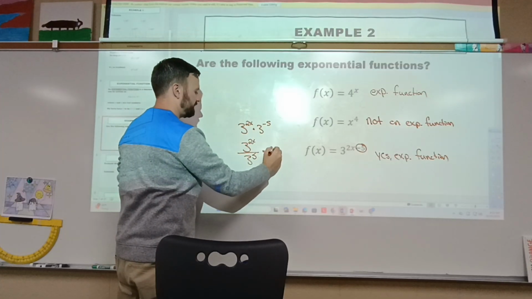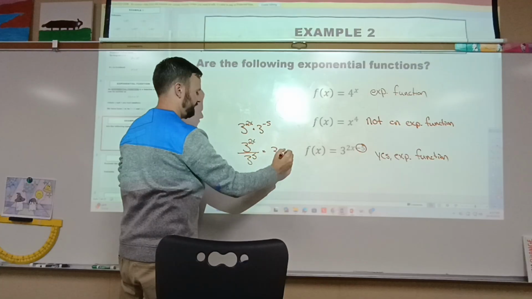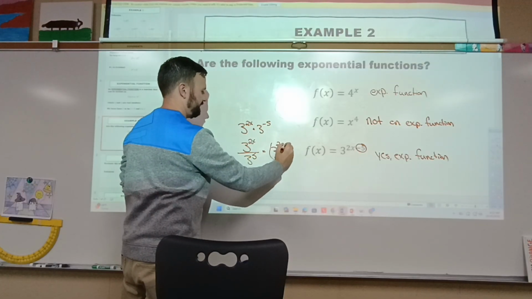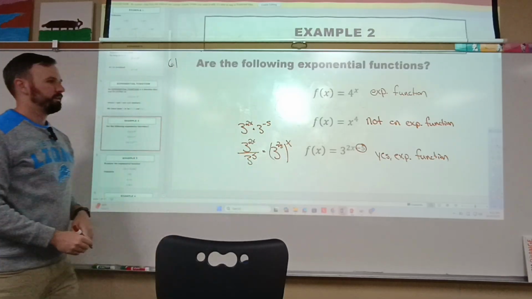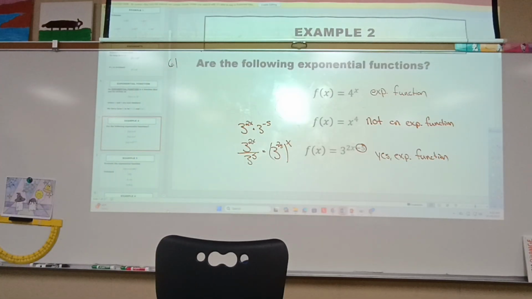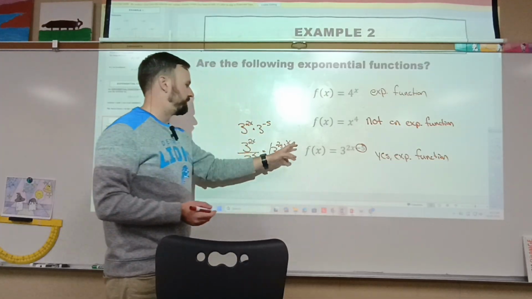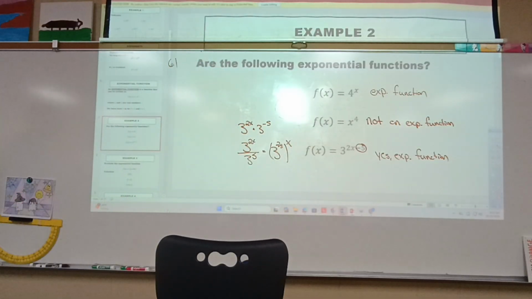That's the same thing as 3 to the 2/5 to the x, right? So you don't have to rewrite them that way, but I'm just proving to you why it's an exponential, right? Even though it's a minus 5, I can use my exponent rules to make it so it's something to the x, okay? You don't have to do that. Just say yes or no. If the x is in the exponent, it's a yes.